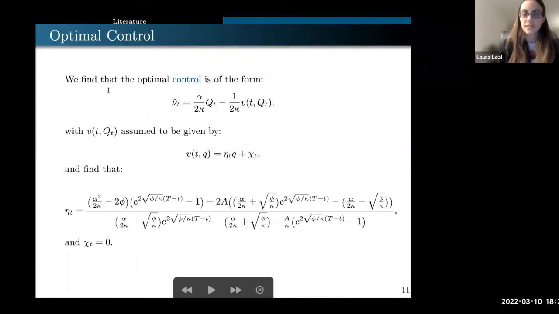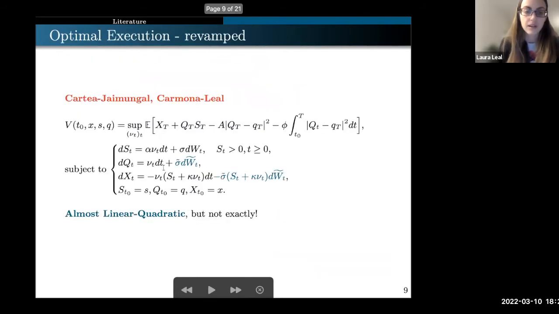So when we're maximizing a stochastic optimization problem, this is what we want to find, the optimal control. And the optimal control is a function of time and, in this case, the state variable Q, which is only the inventory. If you're more familiar with optimal execution, you'll notice that it has the same linear structure as the classic Cartea-Jaimungal setup. And the reason is that in this new term here, we don't have ν_t. So ν_t is our control, and it does not influence the diffusion term.